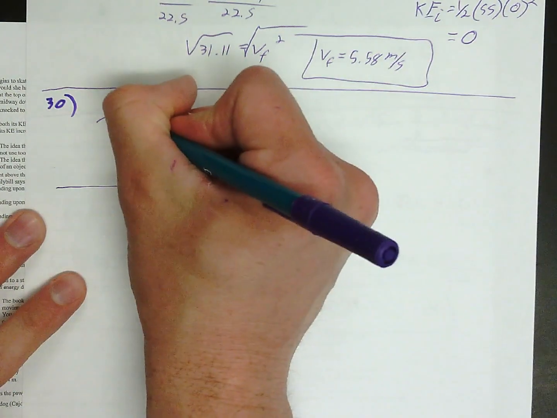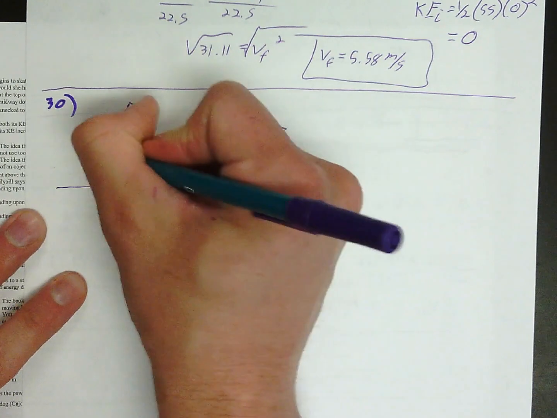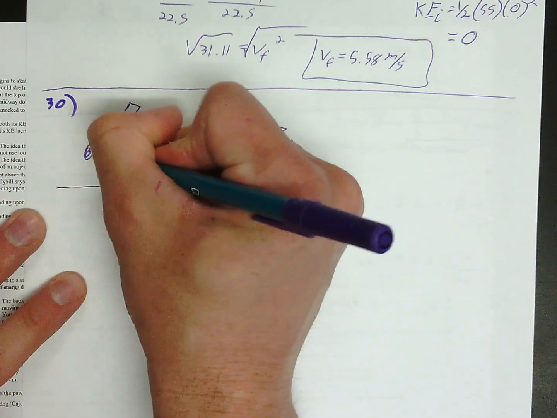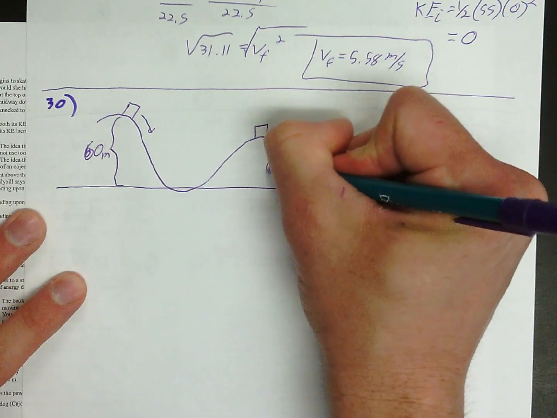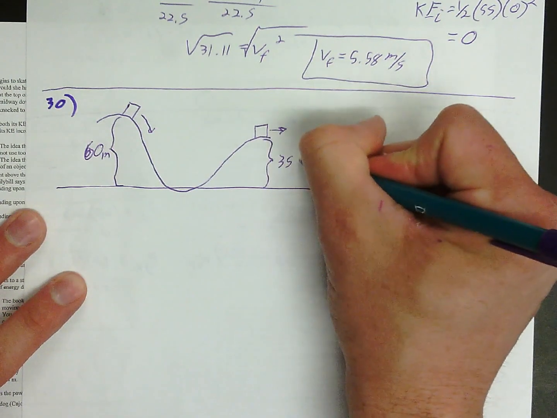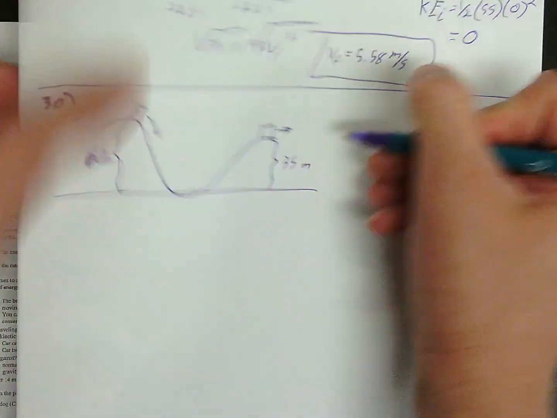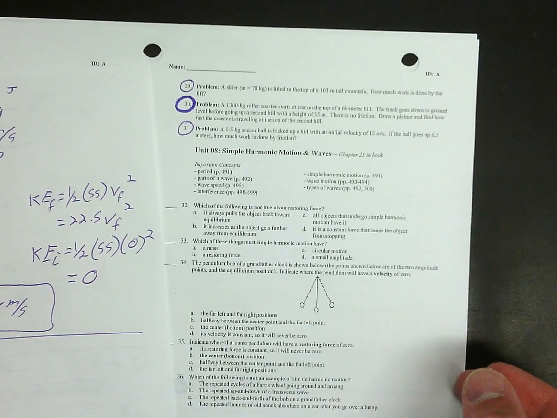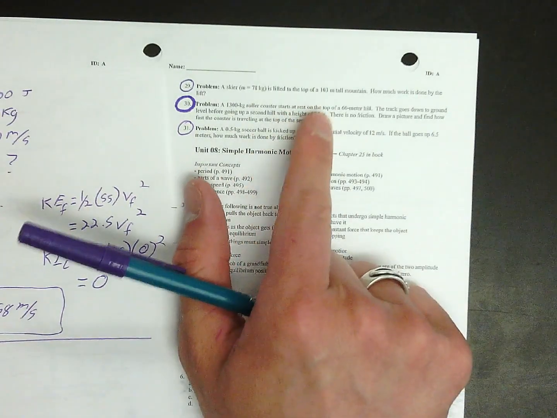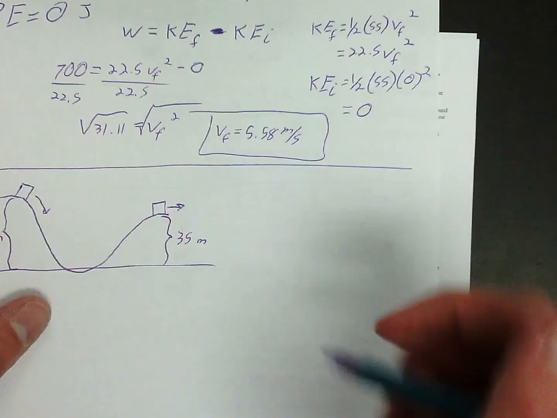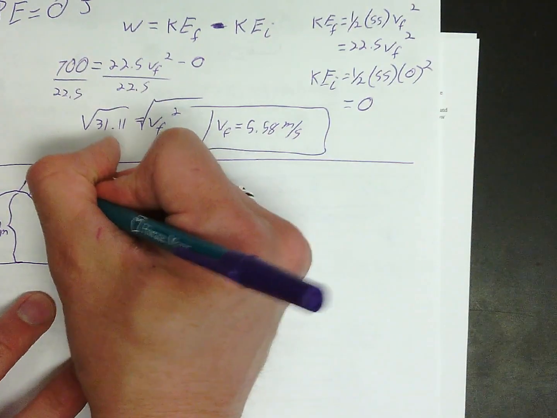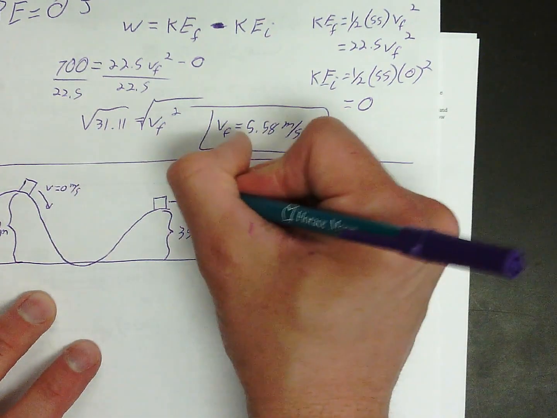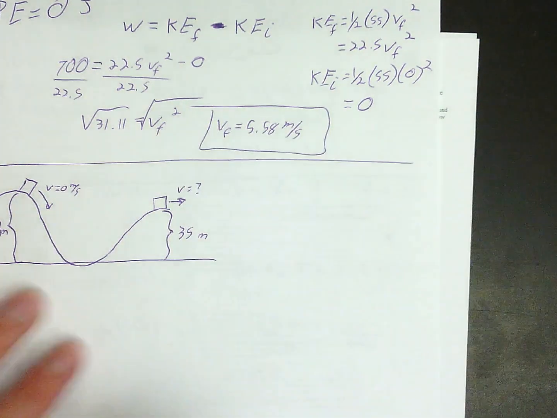Okay, the first hill is 60 meters above the ground. The second hill is 35 meters above the ground. It starts from rest, and then it wants to know how fast I am going. So here, this velocity is going to be 0 at this point. And at this point, the velocity is, who knows, something.